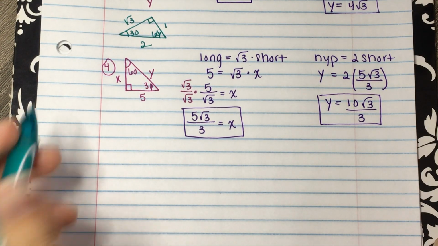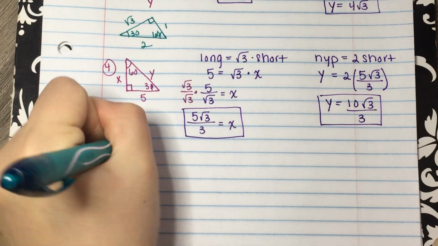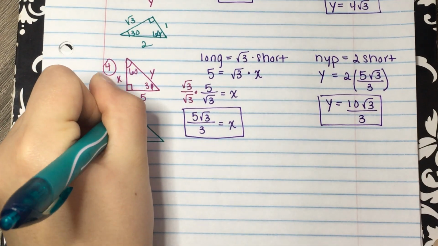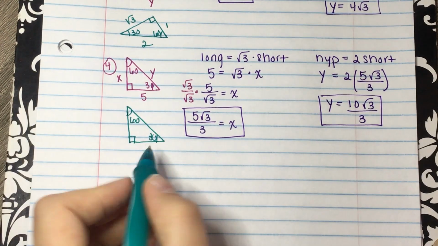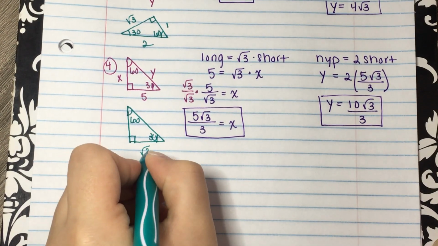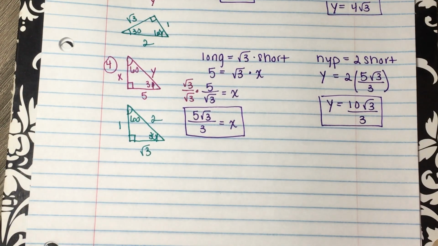And then once again, Miss Marfleck is writing this picture under here for those of you who maybe just don't like using the rules. We have our 30, 60, 90. This is our long leg, this is our short, and there's that hypotenuse.